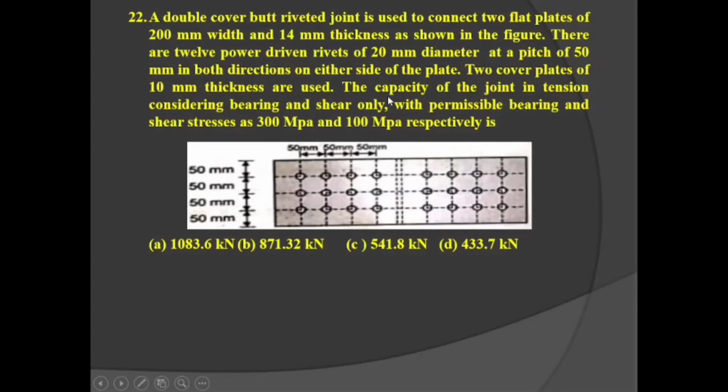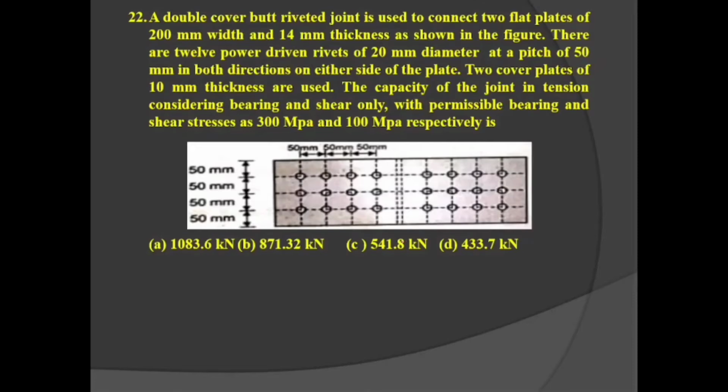So we have to calculate the capacity of the joint in tension as well as in compression, considering shearing and bearing effects. So my dear students, here the gross diameter we have to calculate initially. Gross diameter will be equal to 20 plus 1.5 mm.